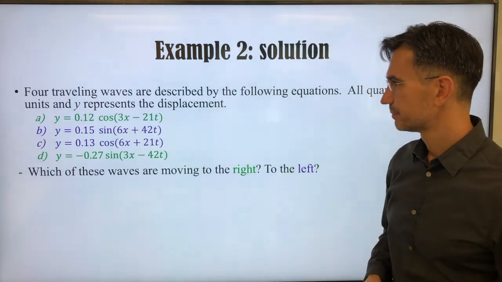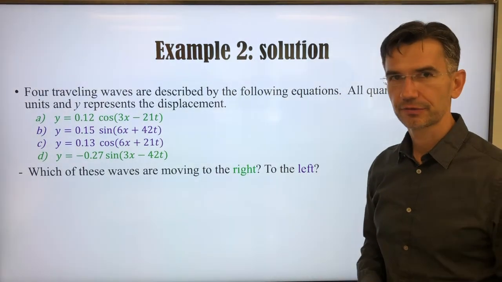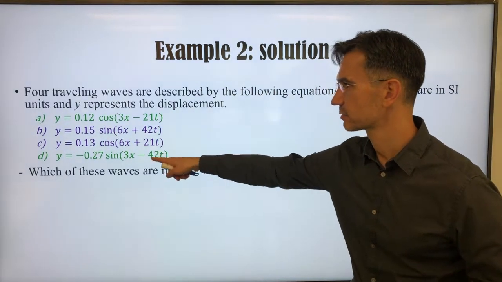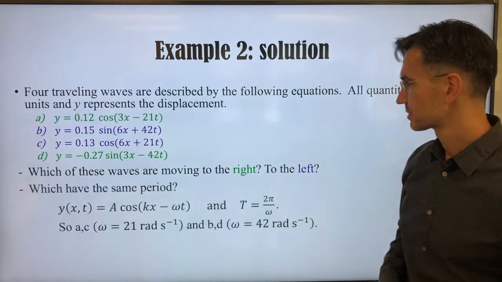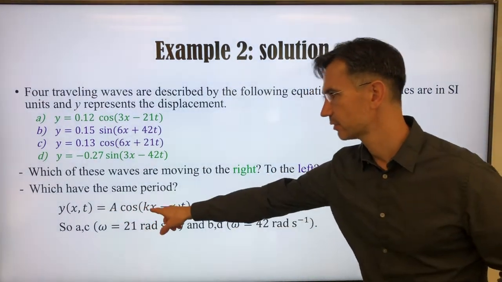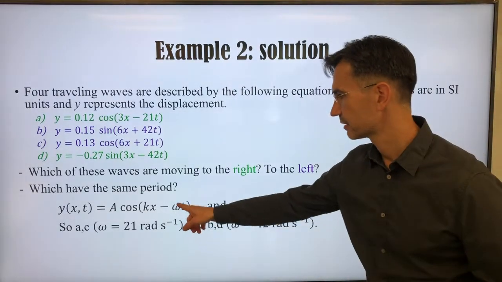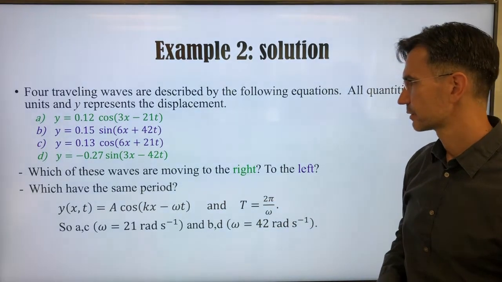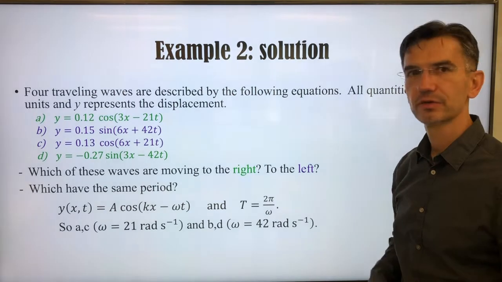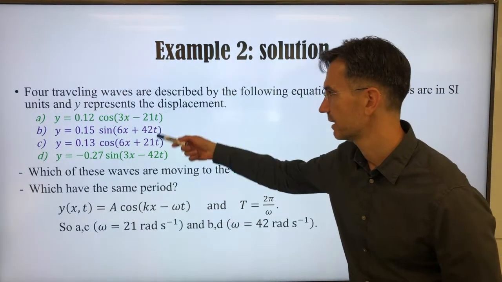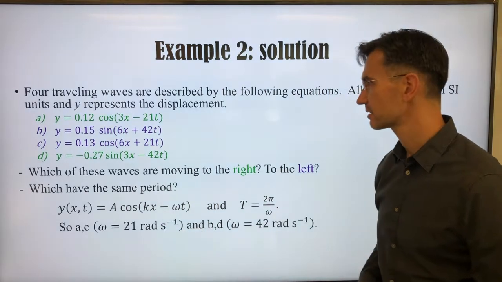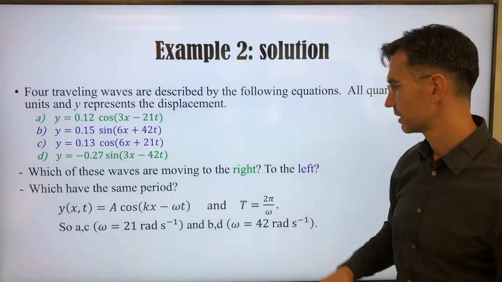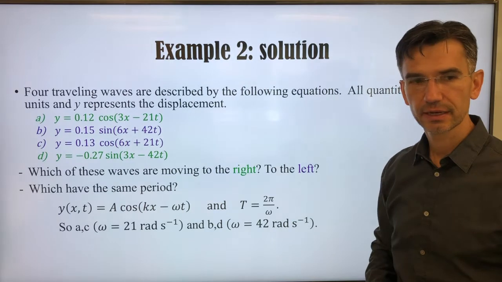Which ones have the same period? The period is 1 over frequency. It's also related to the angular frequency. And this factor here, the one in front of time, is what gives us the angular frequency. So this was our expression for the wave: a cosine of kx minus omega t. So this is the angular frequency in front of the time. And the period is 2 pi over omega. So if we find the waves that have the same values of omega, we find the waves that have the same periods. And so we see that waves A and C have omega of 21 radians per second, and waves B and D have angular frequencies of 42 radians per second. So these two pairs have identical periods.